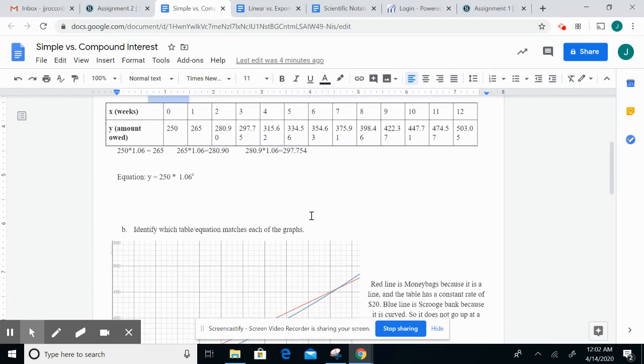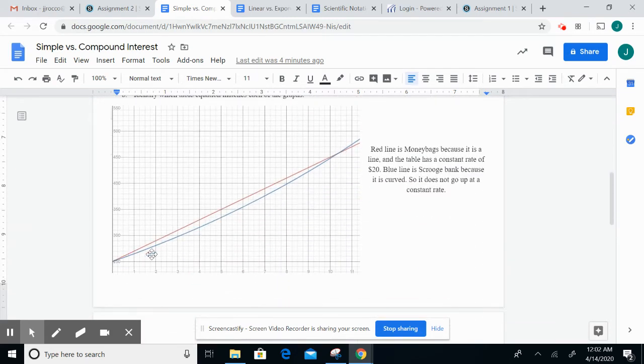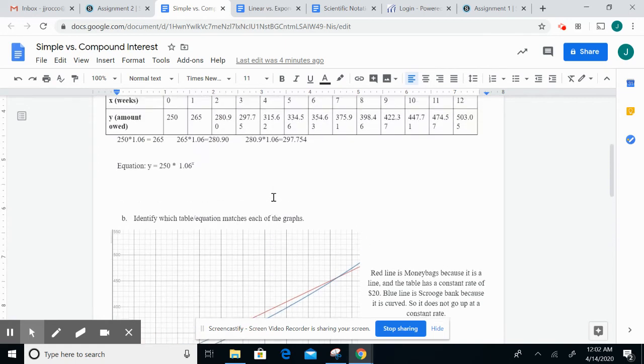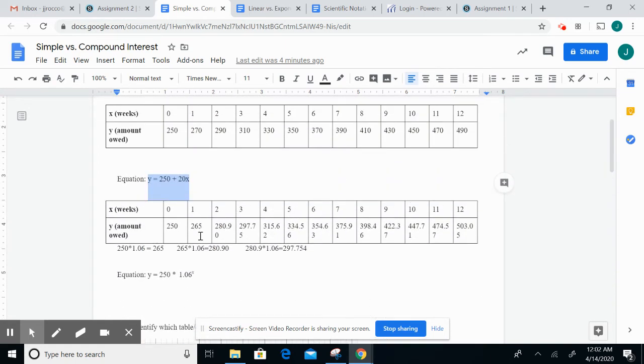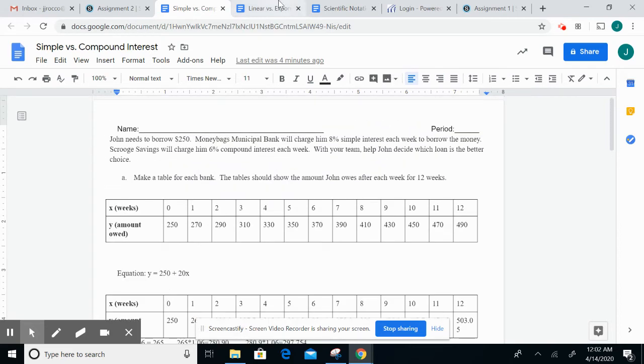a straight line. Versus the other one, the curve, the blue line, which does not have a consistent rate with the graph. So you can kind of bump up and you can see it's not the same every time. And when you look at the equation, there's that exponent. There's that x in the exponent. So that means exponential. All right.